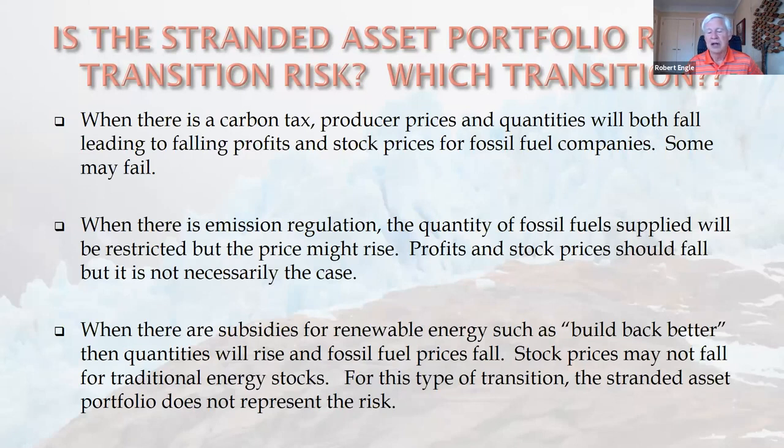Well, one explanation is if the transition is actually done through regulation, that reduces the quantity of emissions, but it actually leads to higher and higher prices of energy stocks. And so if we think about the transition as being a carbon tax, I think the stranded asset portfolio looks very much like a transition risk portfolio. If we think of it as being regulation of fossil fuel emissions, it might not coincide. And I think that might be what we're seeing today.